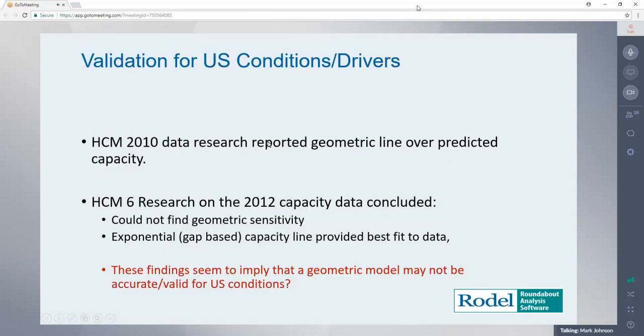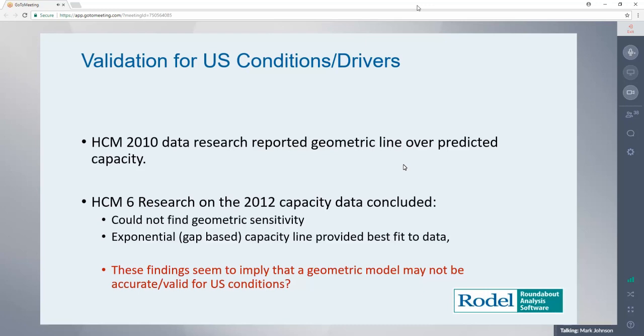So, validation. One of the issues that's been challenging for the geometric model within Rodel is when we started doing capacity research in the U.S., the data that was used to develop the 2010 HCM, they reported that international models were over predicting capacity, and I've spent a fair bit of time looking at this, and we're going to look at that together here in a moment.